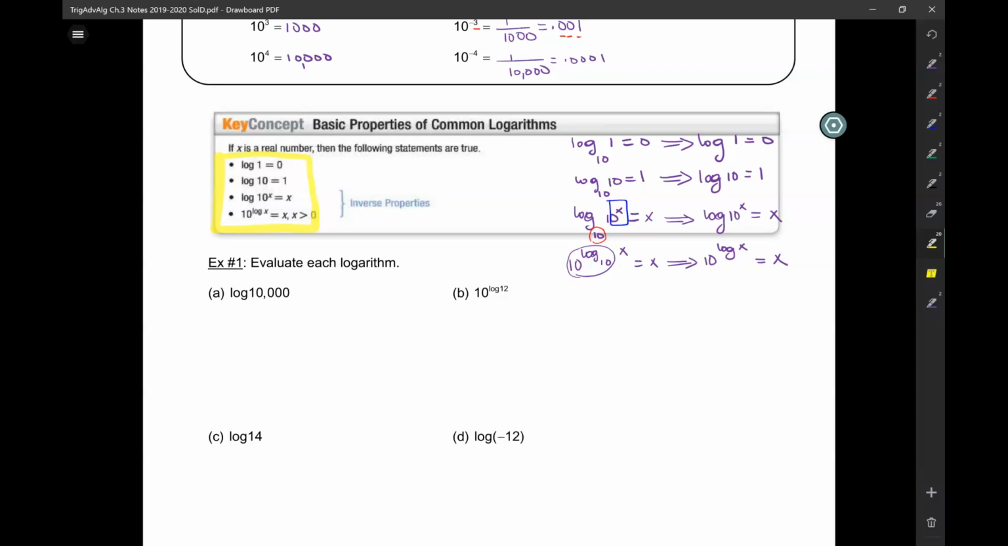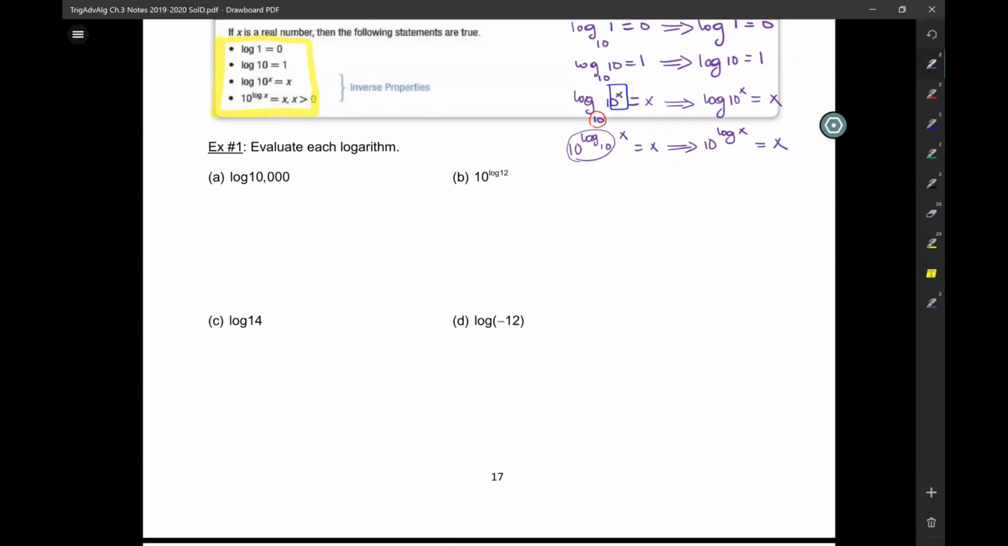Okay? All right, why don't we go and evaluate some logarithms? So here, log of 10,000, the hidden base here is 10, right? So what's the exponent of 10 to get me 10,000? 4, because there are 4 zeros. 10 to the power of log 12, what do you think? That's the pattern. There's a hidden 10 here. So when I have 10 to the log base 10, it reduces, and all I'm left with is 12.